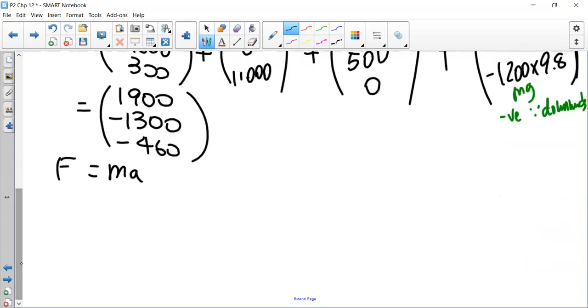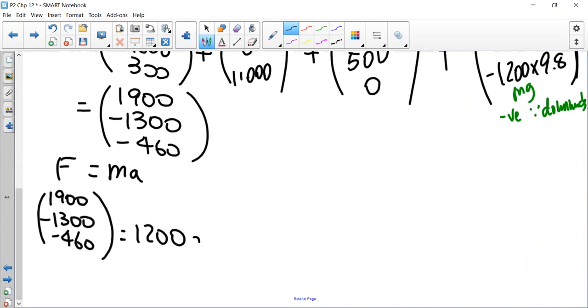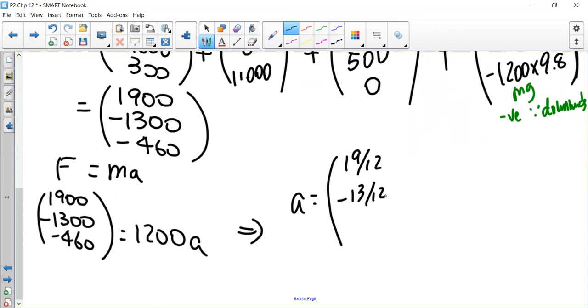Then it's time to use F equals ma. So your F is 1,900, minus 1,300, minus 460, equals the mass 1,200 times a. Divide everything by 1,200. a will equal 19/12, minus 13/12 and minus 23/60.